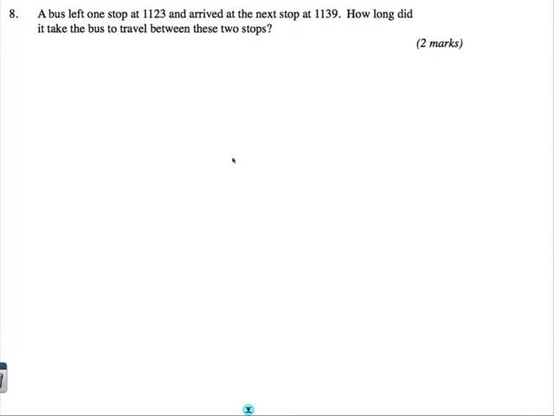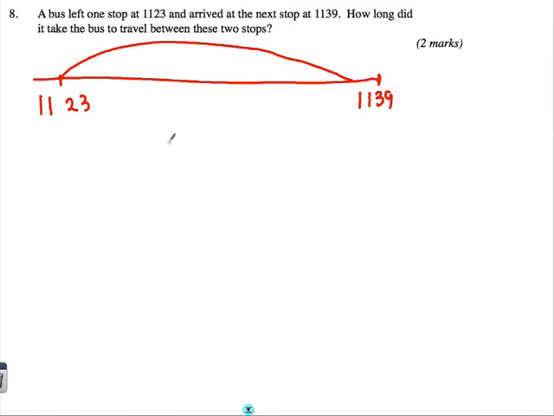Okay, question 8. A bus left one stop at 11:23 and arrived at the next stop at 11:39. How long did it take the bus to travel between two stops? Okay, so 11:23 on my timeline, and 11:39 is over here. How many minutes do I need to add, or how many hours do I need to add? All I need to add is 16 minutes. So the bus takes 16 minutes. Alright, mins for minutes.